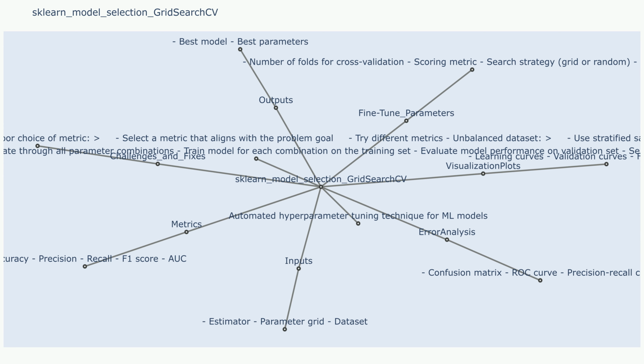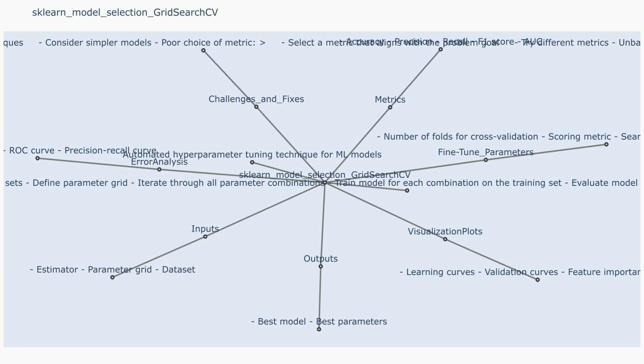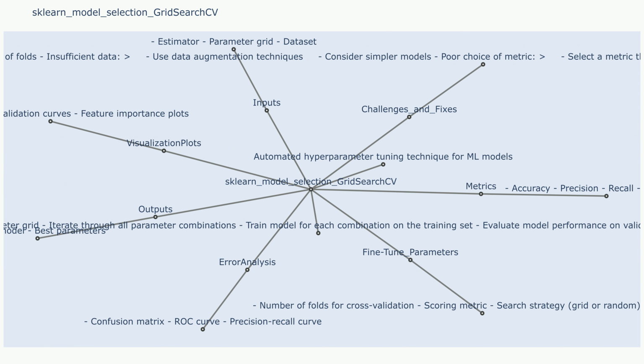This is the machine learning model you want to tune. For example, a logistic regression object from scikit-learn. Param_grid, a dictionary or list of dictionaries. This defines the parameter space to search. Each key corresponds to a parameter name of the estimator, and its value is a list of possible parameter values.